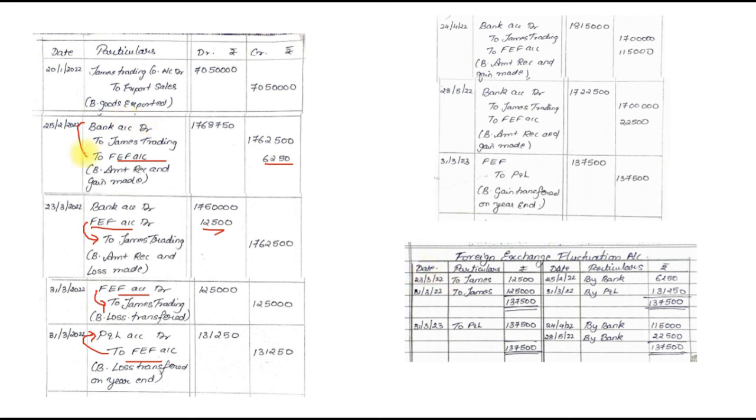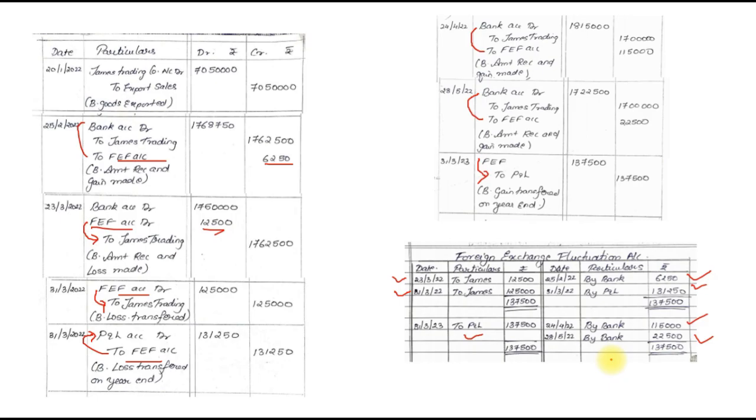Okay, so here it was first 2 FEF, so it will become by bank 6250. Here it was by FEF, so it will become to James 12,500. Again FEF is by, so to James 1,25,000. And FEF to PNL, so it will be by PNL 131,250. You tally, it will tally by itself. Similarly, in the second year, it was to FEF, so it will come by 115,000. Again, here it is to, so it will come by 22,500. Here it is by, so it will come to PNL 137,500. You tally and it will get tallied by itself.